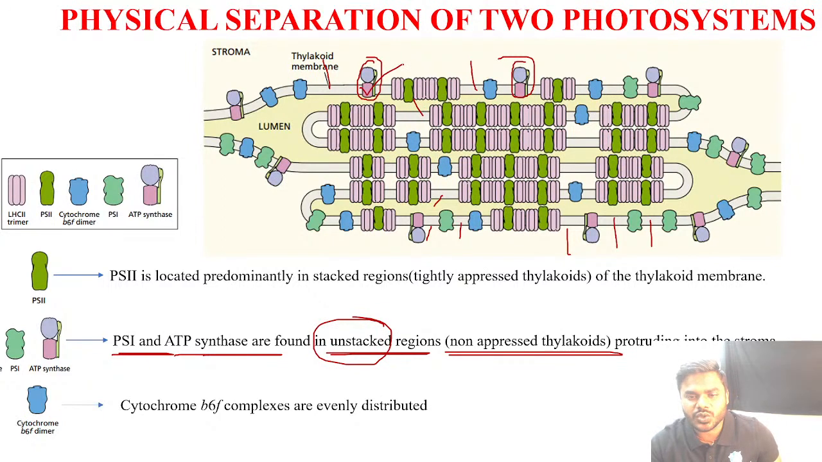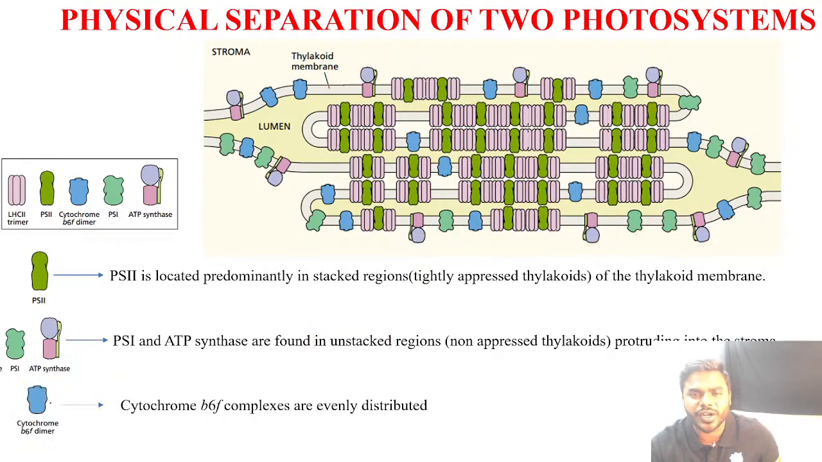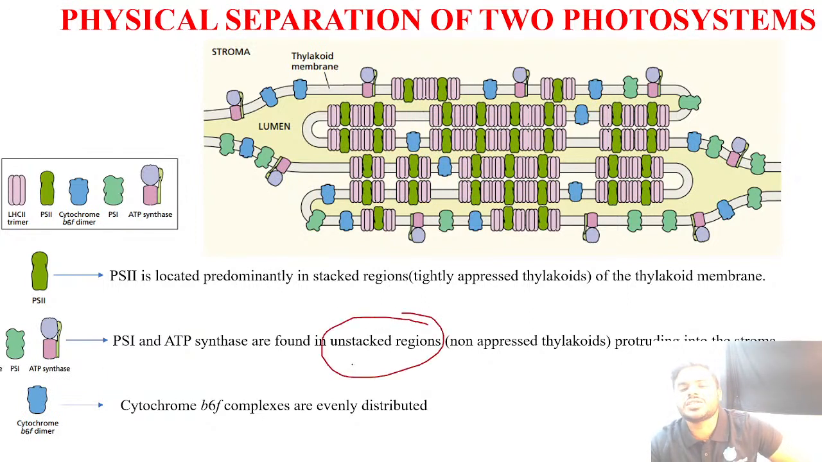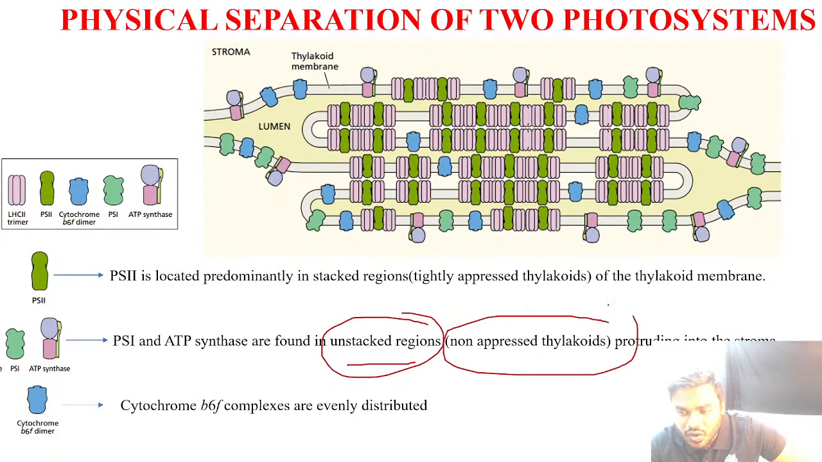You can see PS1 is very freely arranged, photosystem 1 also very freely arranged, ATP synthase, photosystem 1, ATP synthase, photosystem 1. They are very freely arranged. Now once again I am reminding you the statement, look into this. Photosystem 2 is always associated with very tightly appressed thylakoids. And friends, photosystem 1 and ATP synthase, what is the statement you have to remember? They are found in the unstacked region. We can also call it non-appressed thylakoids which are protruding into the stroma.